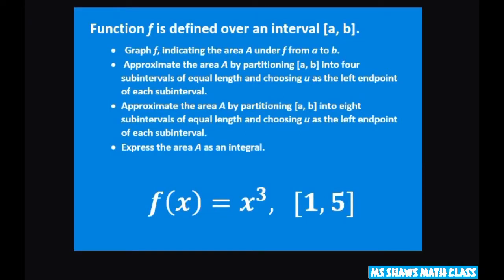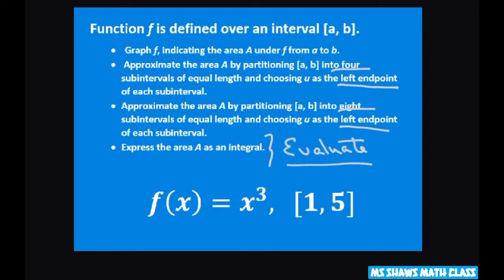Hello everyone, our function f of x equals x cubed is defined over the interval 1 to 5. From 1 to 5, we're going to approximate the area by partitioning it into 4 subintervals and also into 8 subintervals. In both cases, we're going to use the left endpoint of each interval. Then we're also going to express it as an integral, and I'm also going to evaluate it.